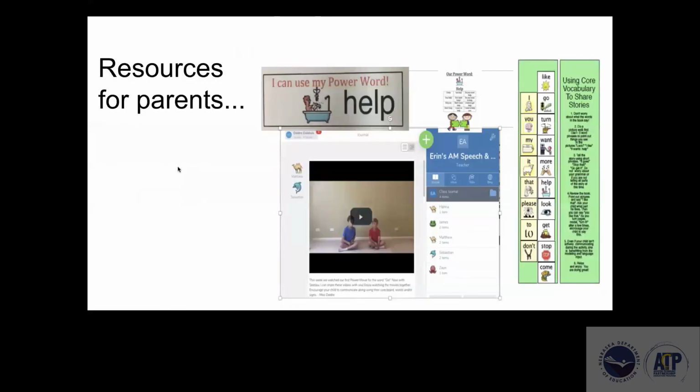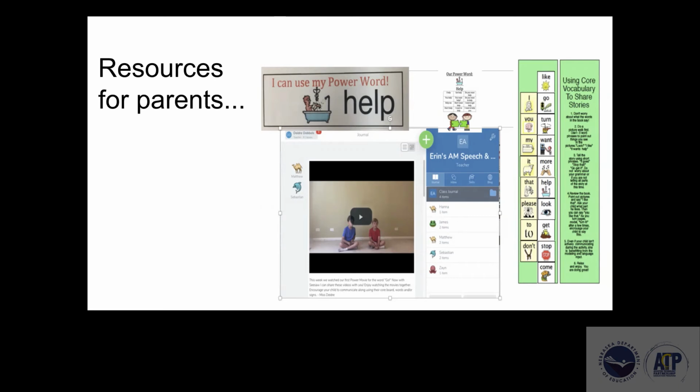And then we also have resources for parents. So we use Seesaw for our younger students and Schoology for our older students. And that's how we share materials with parents. And so we will send home these videos. We will send home the sheets for them to put on the fridge. We'll send home core boards that are highlighted that they can put, again, on their fridge or around their house, bookmarks, any way that we can show them how to get more comfortable with these words.